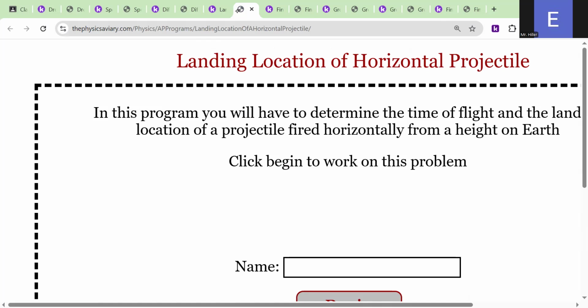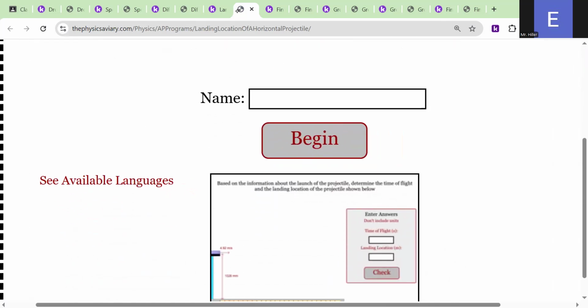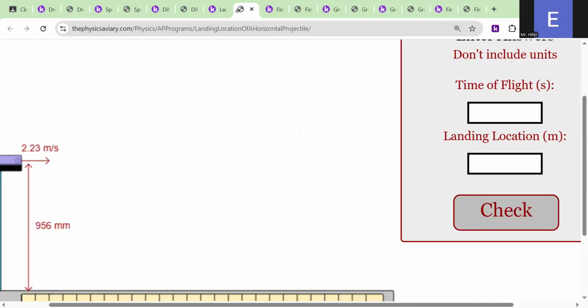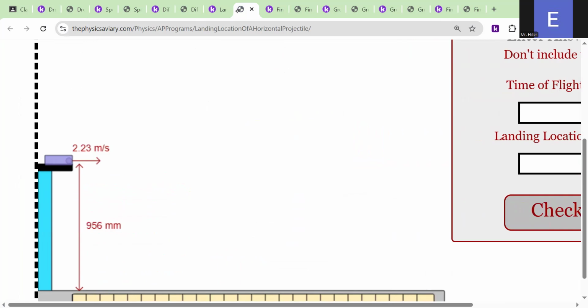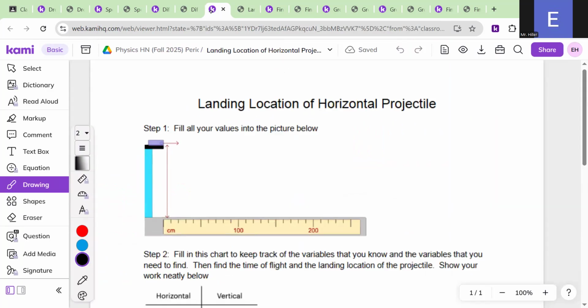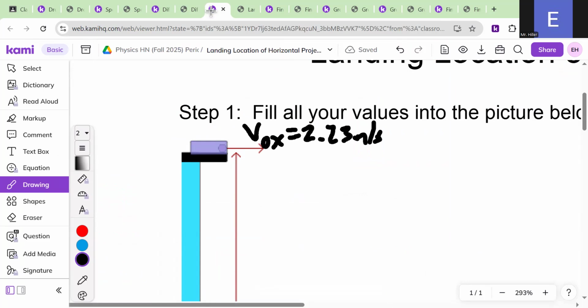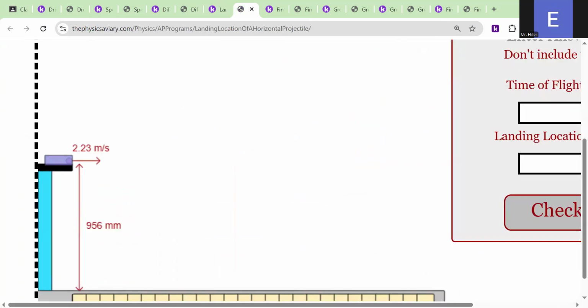Question 4, landing location of horizontal projectile. So this is the final question for horizontal projectile motion. Go ahead and enter your name in the program. You'll notice you're going to be given the launch speed. So let's record that. In my case, it's 2.23. That's V naught x, 2.23 meters per second. You're also going to be given the height from which it's going to fall. So the ball is going to drop, in my case, 956 millimeters, which is 0.956 meters.